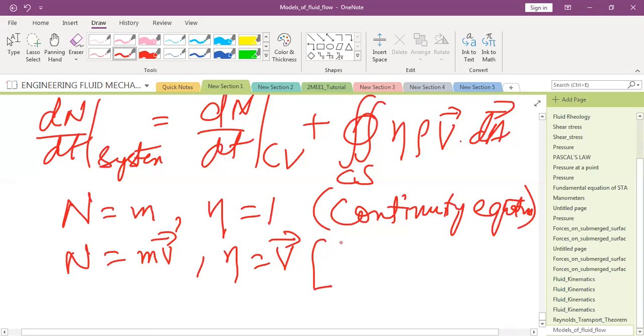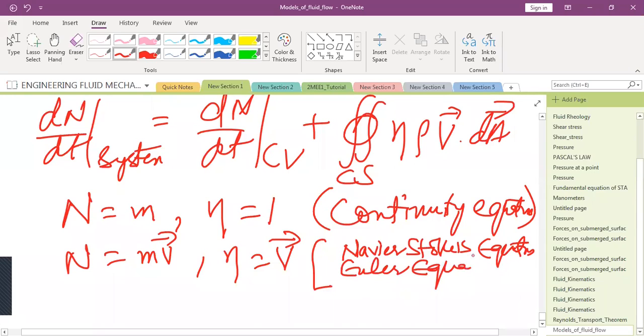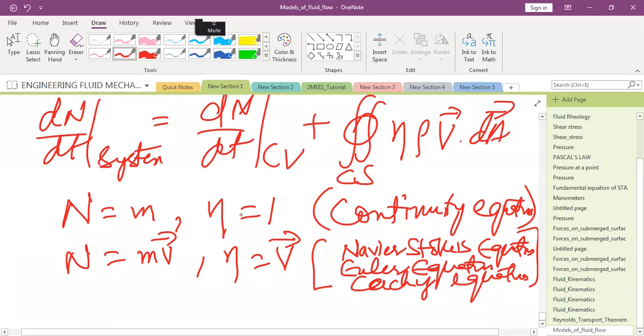When N is equal to mv and small n is equal to v, what does this become? This is named after many researchers, and depending on which assumption you are applying, I can call this the Navier-Stokes equation. This will lead to the Navier-Stokes equation. This will lead to the Euler equation. This will lead to the Cauchy equation. So these we will study, but all these equations you can actually derive by putting N equal to mv and small n equal to v. So that is the beauty and power of this expression.